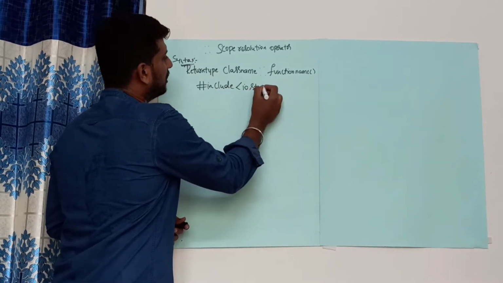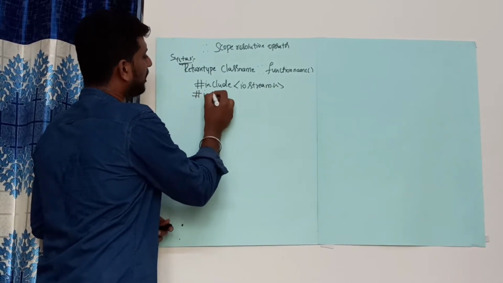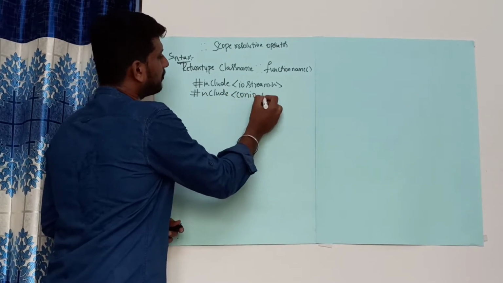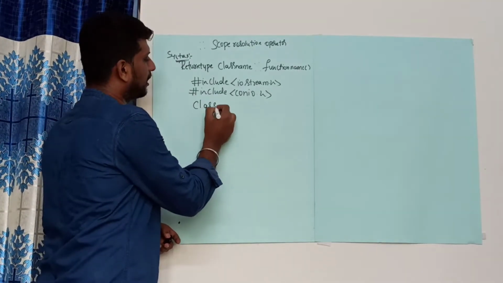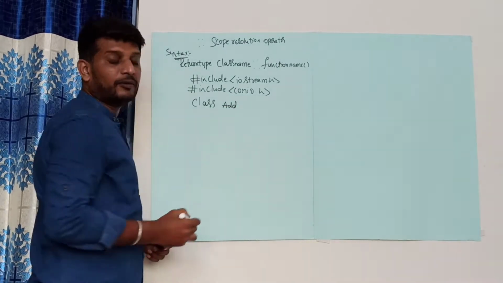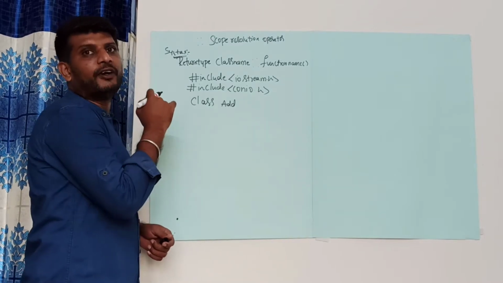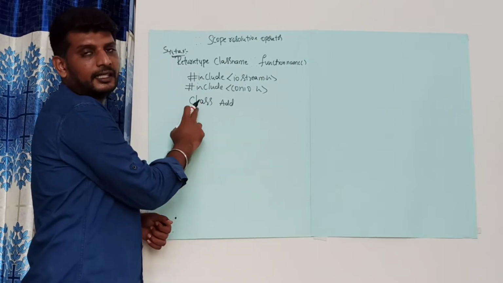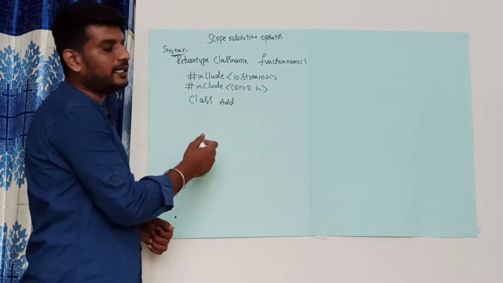iostream.h, and then conio.h. And let us define the class. I will define the class as add. The name of the class is add. So you know the syntax. Whenever you want to define a class, the syntax will be class followed by the class name. Class is the keyword and add is the class name. You can have any user defined name.